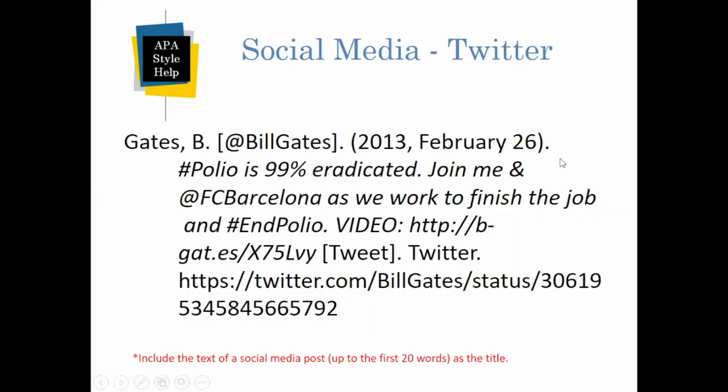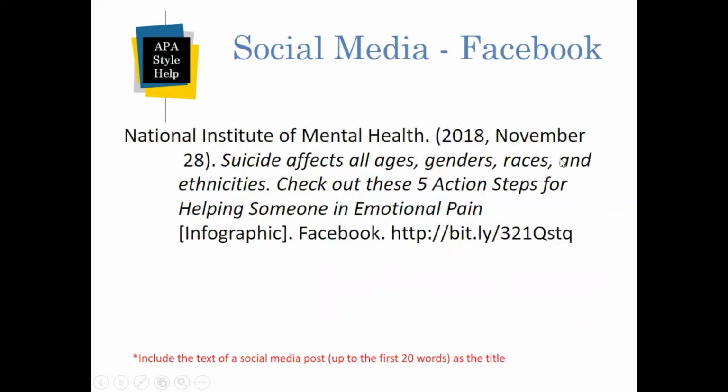Okay, moving on, we're going to take a look at Facebook. So this one has a corporate author, so National Institute of Mental Health. We treat it just the way we've treated every other corporate author. Then in brackets, we have the full date. Facebook is very good about giving you the full date stamp, so you should be able to get the year, the month, and the day. Then we have the first 20 words of the Facebook post, which are italicized. This also included an infographic, so then in brackets we put infographic. And then Facebook, which is the social media site name, then the URL.